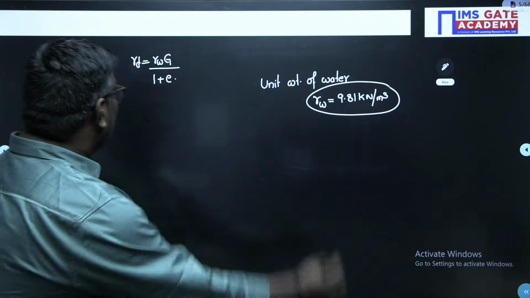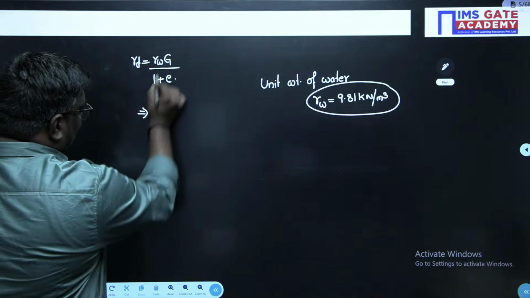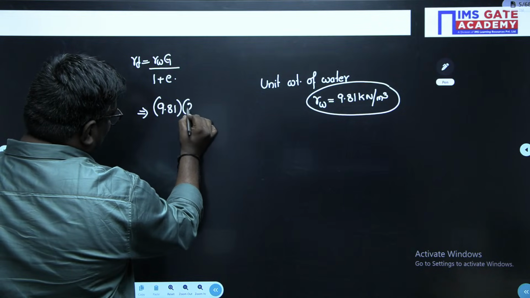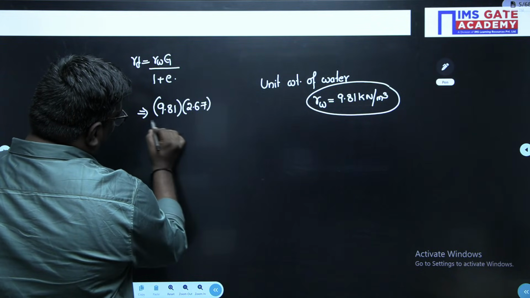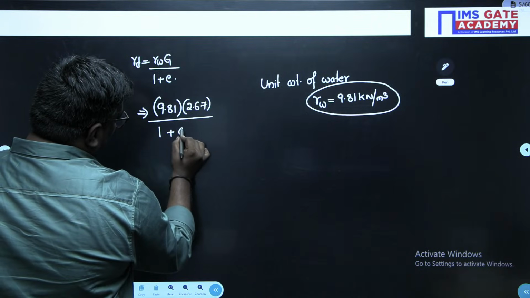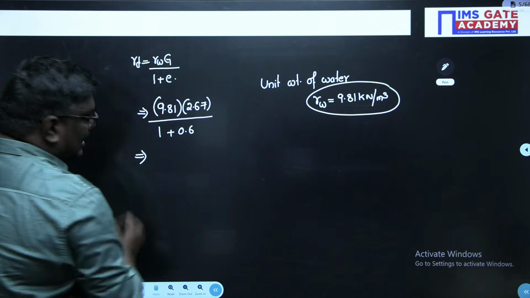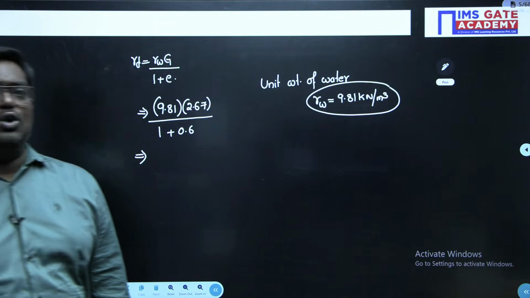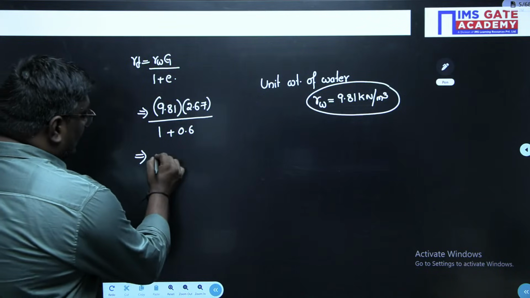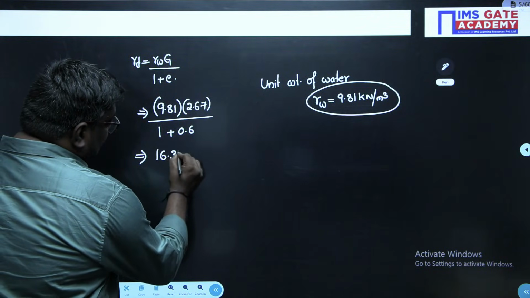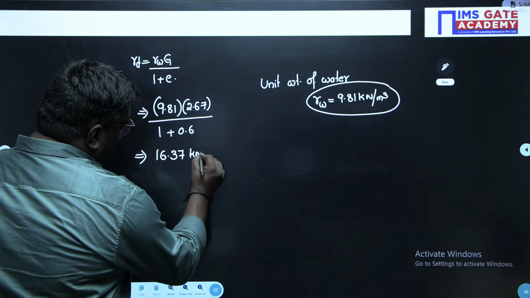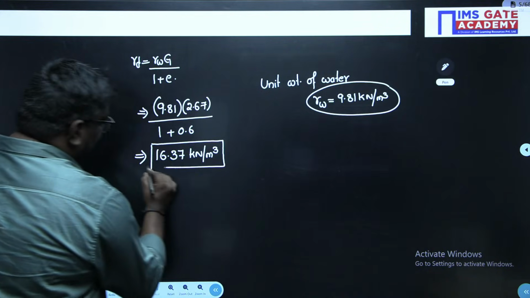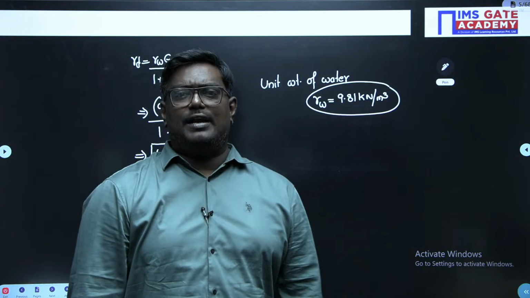So here, if you plug in the values, gamma_w is 9.81 and the specific gravity is 2.67, upon 1 plus e, which is 0.6. Now, if you plug in these values, you will get the dry density value of 16.37 kilonewton per meter cube. Now, you know what the dry density is.